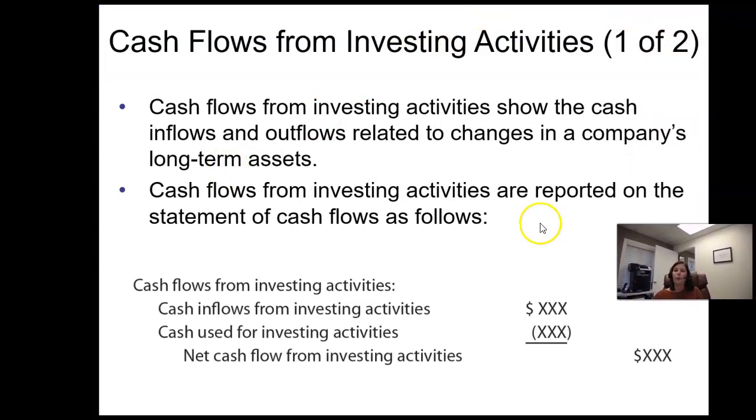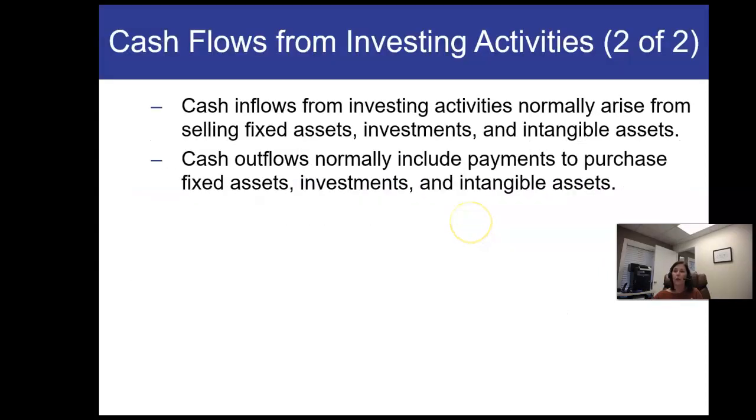We're going to move down to cash flow from investing. This is the section that comes after the operating section, and this section is the same whether it's the direct or the indirect method. We will start with cash flows from investing and then subtract cash flows used in investing, and that gets us our net cash flow from investing.